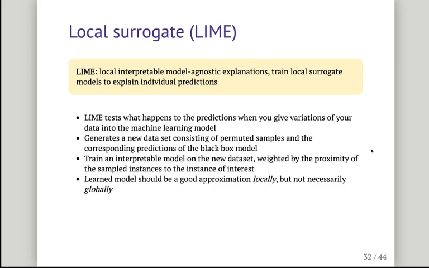So essentially what we're doing here is looking at what's happening to the predictions when we give variations of our data into the machine learning model. So we'll generate a new data set to do this that consists of permuted or shuffled samples and the corresponding predictions of the black box model. So we'll slightly tweak our input variables. We'll train an interpretable model on the new data set and see if we have a good local approximation.